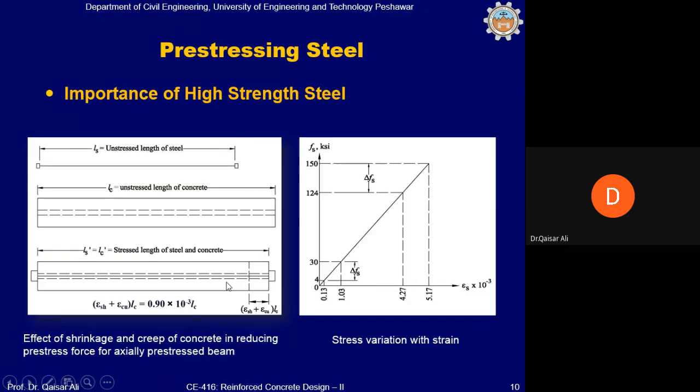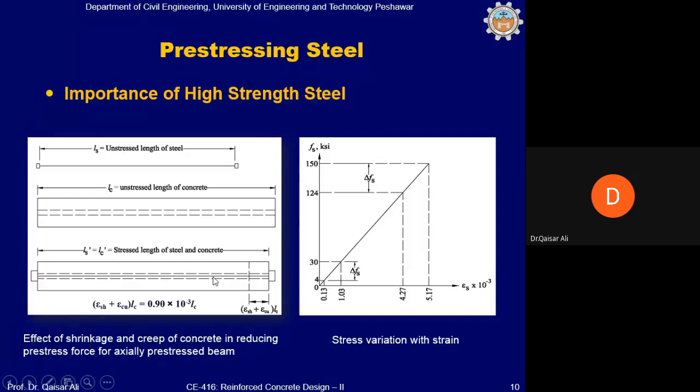In the second case there is a conduit, and due to the conduit you have passed the wire through the conduit, but since a conduit is present here, concrete will not be bonded to steel. Okay, so the steel is present here in the second case without bonding with concrete.